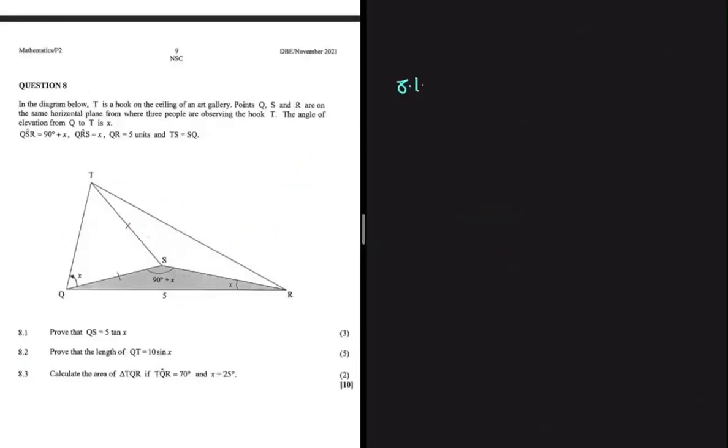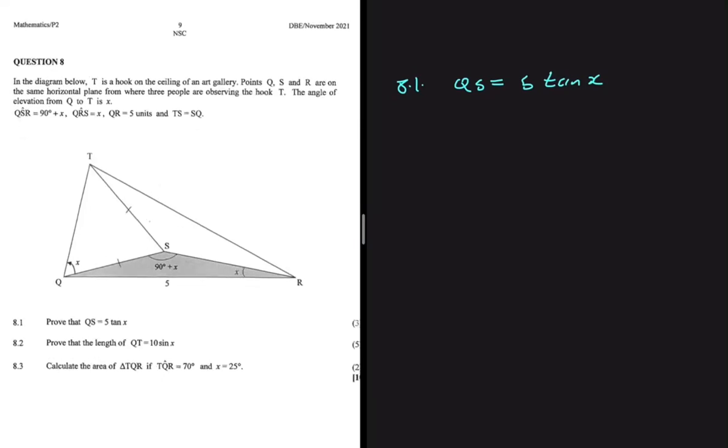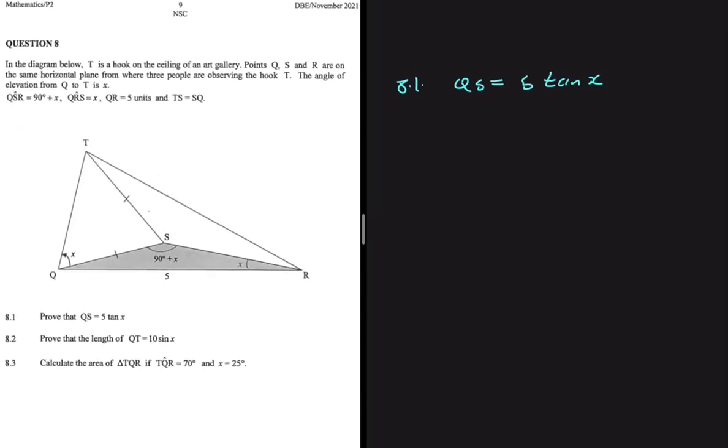8.1 is saying that let's prove that QS is equal to 5 tan of x, right? So let's go ahead and look at our sketch and see what we have here. So we're looking for QS, right? I'm just highlighting it now in green. And then QS is in triangle QSR, and then in triangle QST, right?